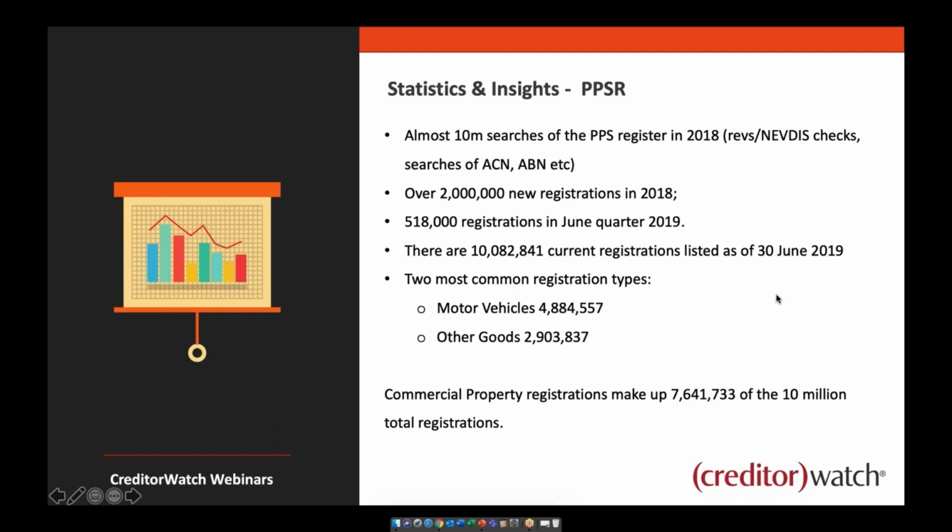Currently, there are well over 10 million registrations on the PPSR. The two most common registration types are motor vehicles, which is not surprising, since anyone who obtains a personal loan from a bank will have a PPSR against them on that vehicle, and other goods, which is the generic and most common registration type for trade credit relationships. Commercial property registrations do make up well over 7.5 million of those 10 million registrations.